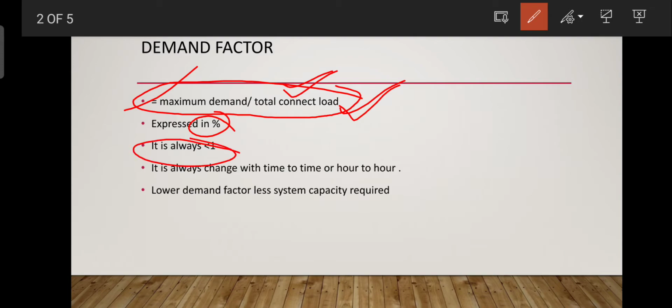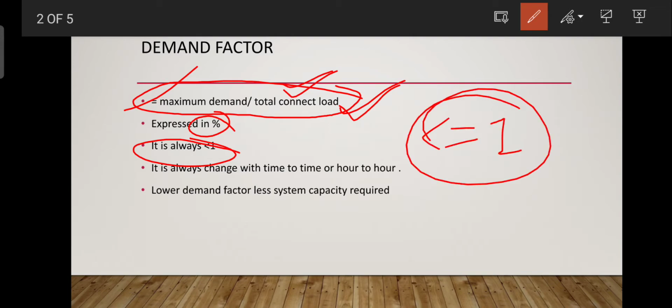Remember that the ratio of maximum demand to total connected load is always less than or equal to 1. Please remember that. The demand factor changes from time to time and hour to hour of use, and it is not constant. The connected load is always known, so the maximum demand can easily be calculated if the demand factor of the certain supply is known for different time intervals and sections.